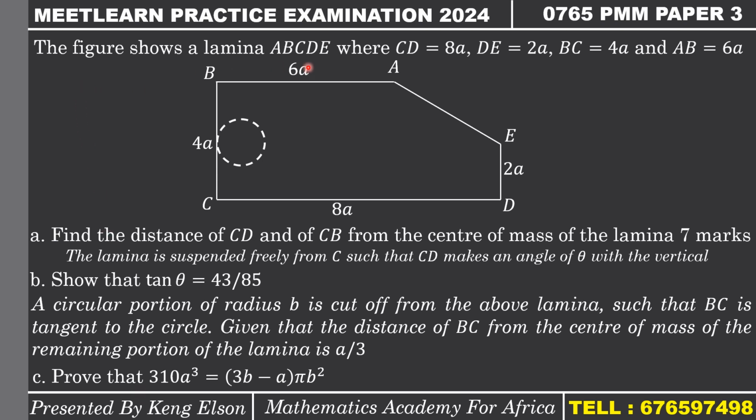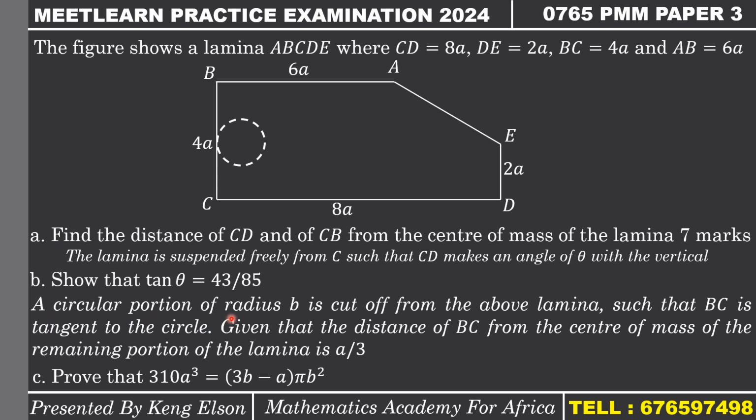The figure shows a lamina ABCDE where CD equals 8a, DE equals 2a, BC equals 4a, and AB equals 6a. Here is the lamina. (a) Find the distance of CD and of CB from the center of mass of the lamina, 7 marks. (b) The lamina is suspended freely from C such that CD makes an angle of theta with the vertical. Show that tan theta is equal to 43 divided by 85.